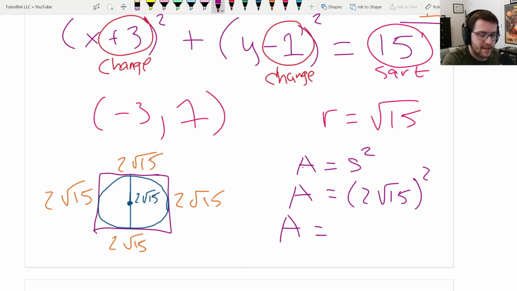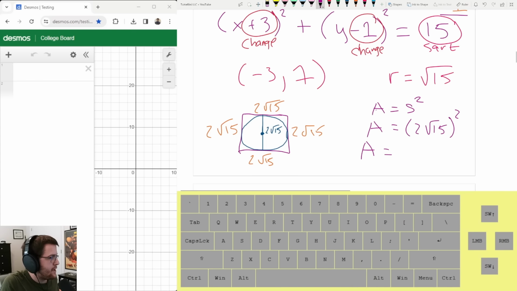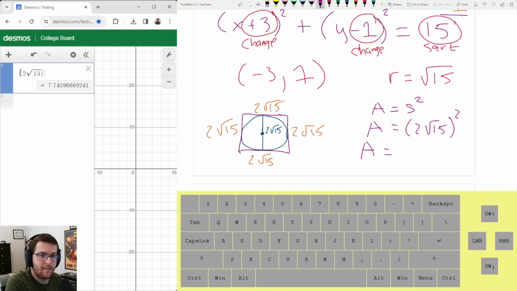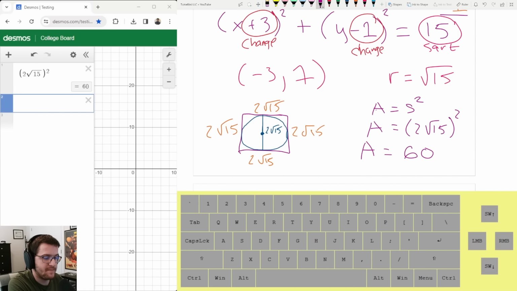And let's see what that is. I know what it is, but it's still helpful to go over how to type. So parenthesis 2 sqrt 15 tab parenthesis squared. And we get 60, and I believe 60 is the answer. So the area of the square is 60.